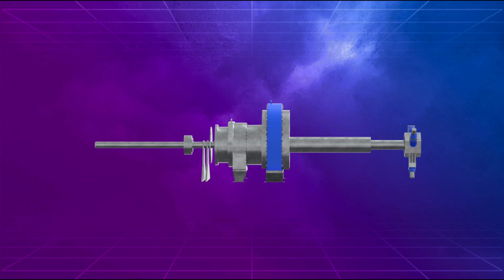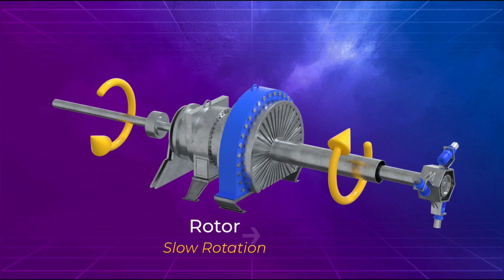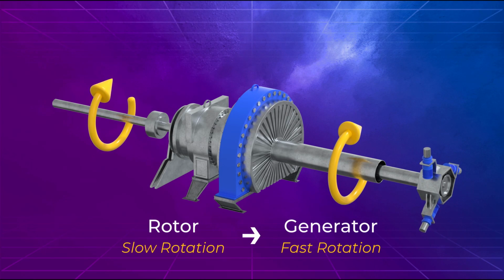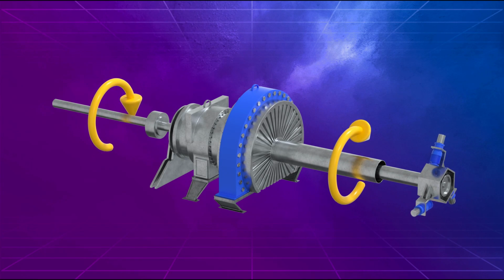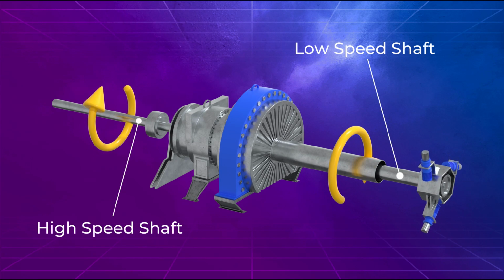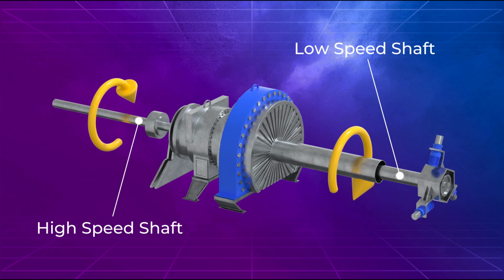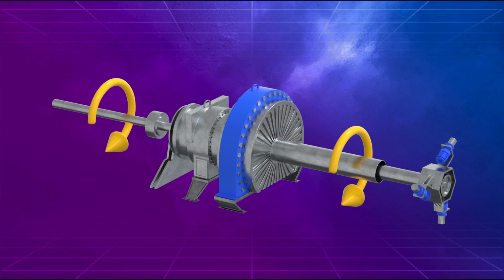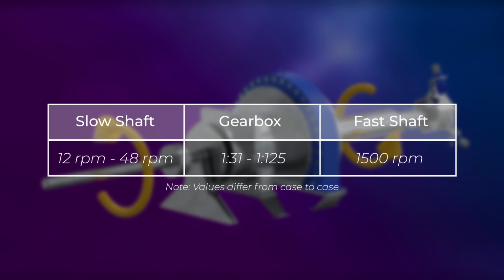The gearbox of a wind turbine converts the slow, high torque rotation of the aerodynamic rotor into a much faster rotation of the generator shaft. The low-speed rotor shaft connects to the gearbox to step up to a speed that's suitable for standard induction generators. The low-speed shafts are rotating at speeds between 12 and 48 rpm, and gear ratios between 1 to 31 and 1 to 125 are generally required.